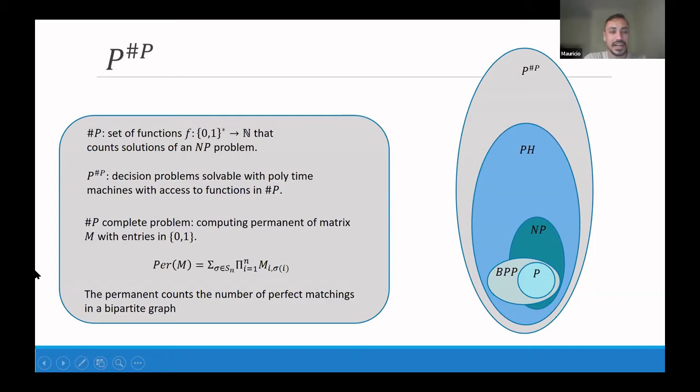So, okay, that was a lot of info. There's also BQP, just so you know. We don't know exactly where it is, so I draw it like that. But that's all the complexity classes we need today. So let's go back to sampling.